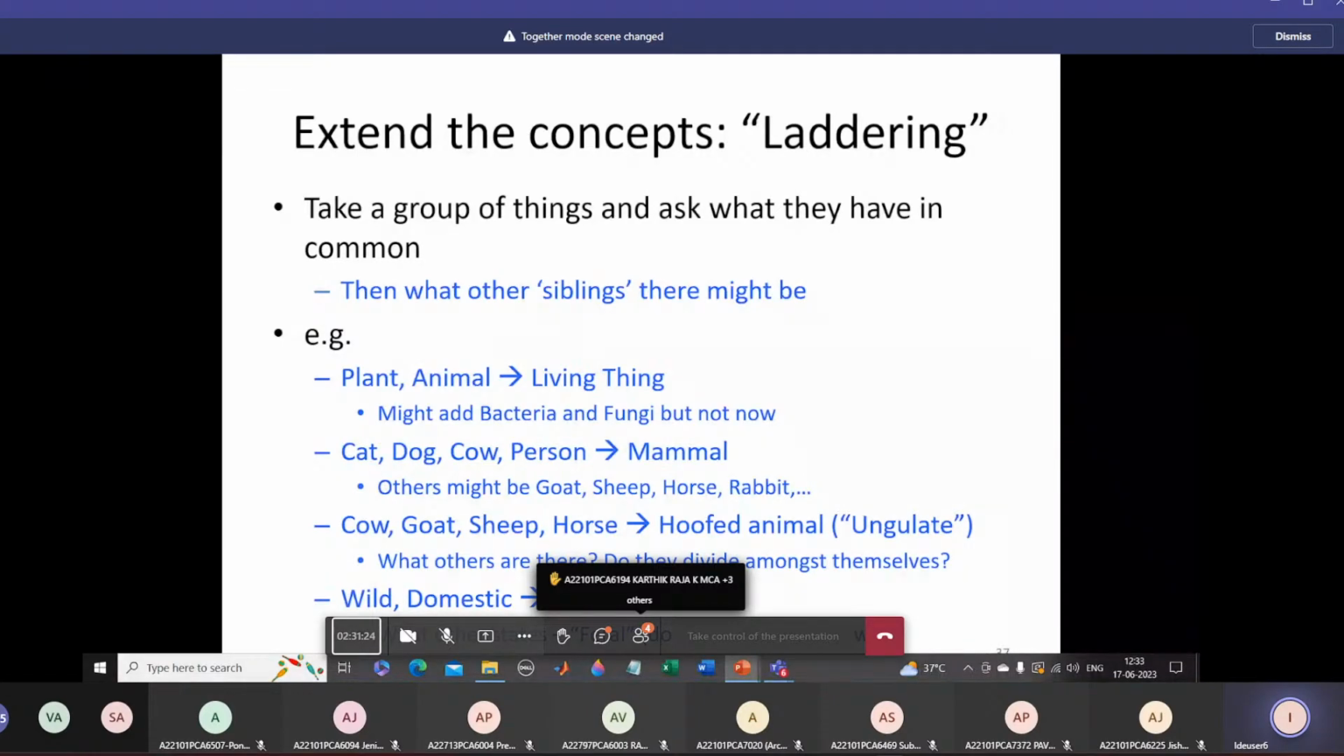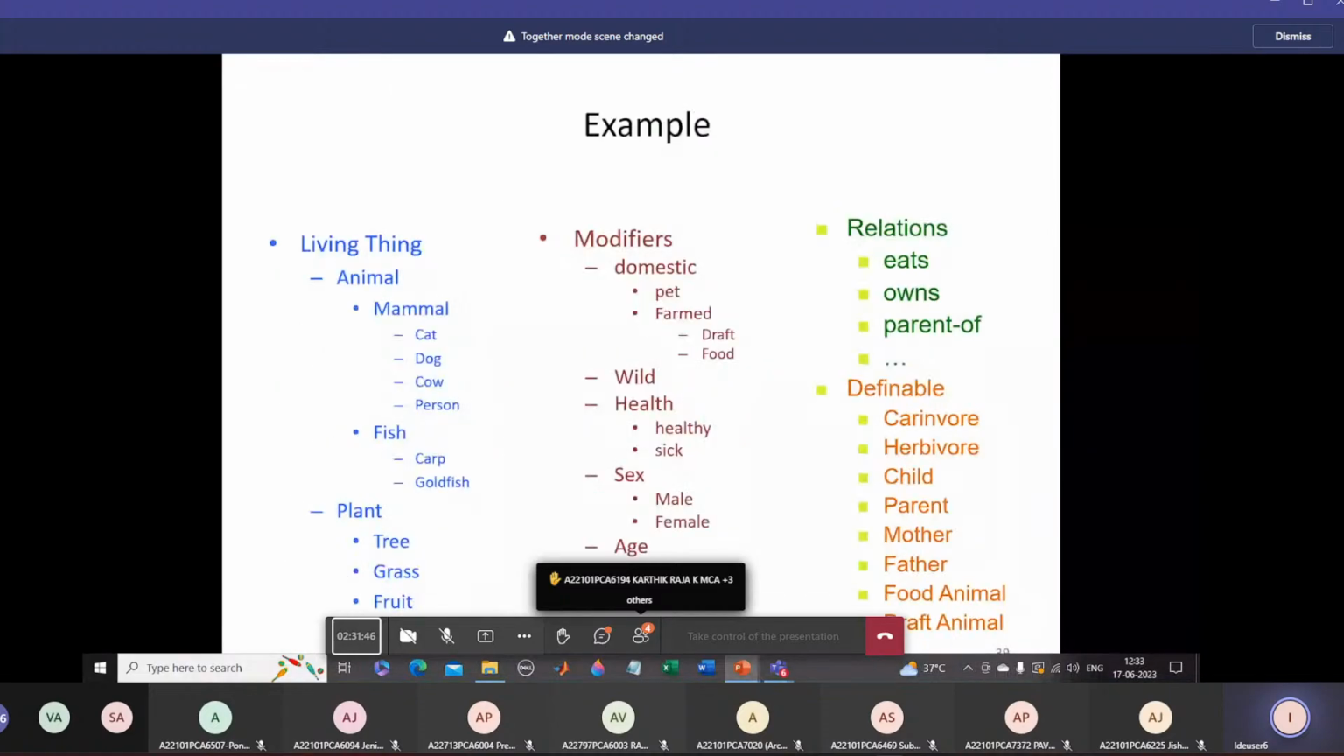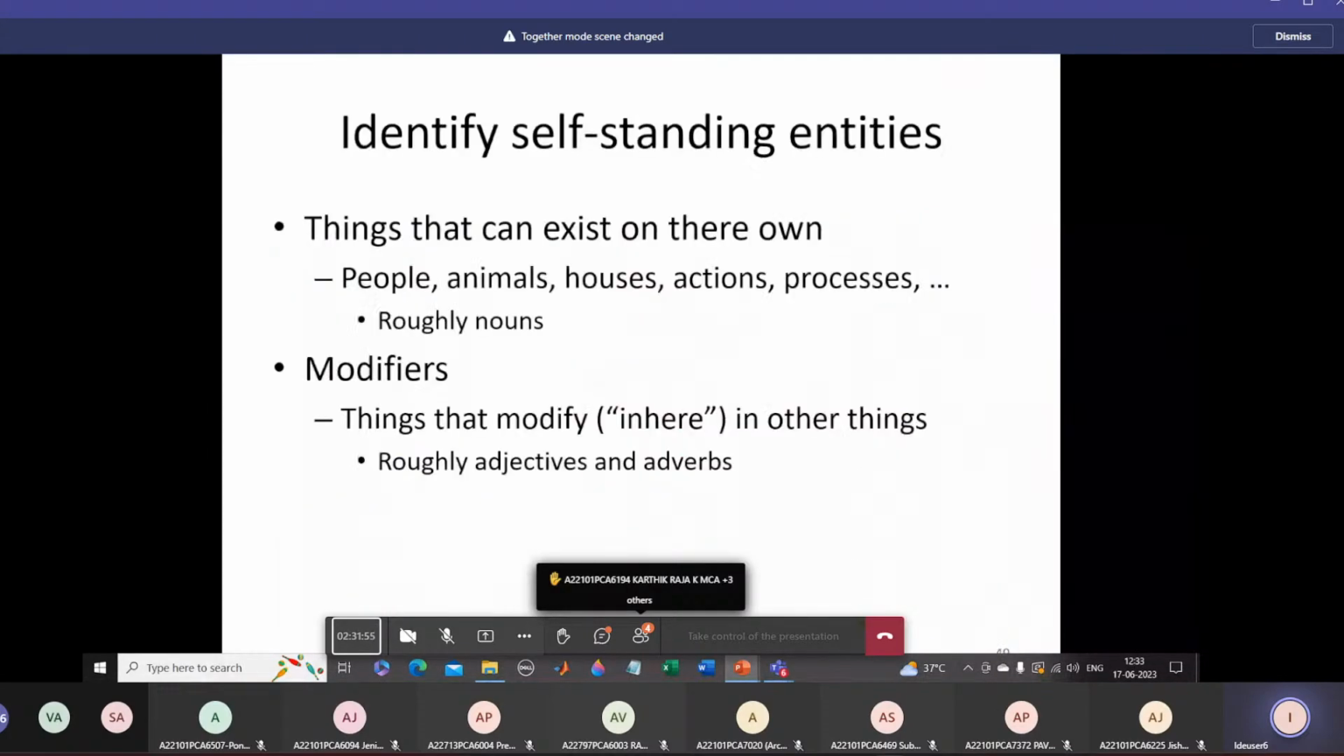And out of this, you have to choose a main axis and the abstractions. So living thing. Okay, so you have to identify some relationships and they should be definable. Okay, and you have to explicitly name them. So this is the example here. So living thing, you can have animals. So it can be mammals or fish. And then you have some category. Living thing is also plant. Under plant, you have trees, grass, and all that. So like this, you can segregate. You have to identify the self-standing entities, which can exist on their own. And you have to know about the modifiers. They can modify other things. So you have to reorganize everything.